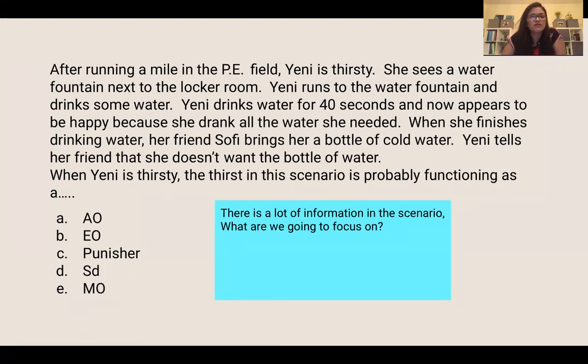When Jenny is thirsty, the thirst in this scenario is probably functioning as what? AO, EO, Punisher, SD, MO. MO. So I have two for MO. How many for EO? Three for MO, and one for EO. More MO.